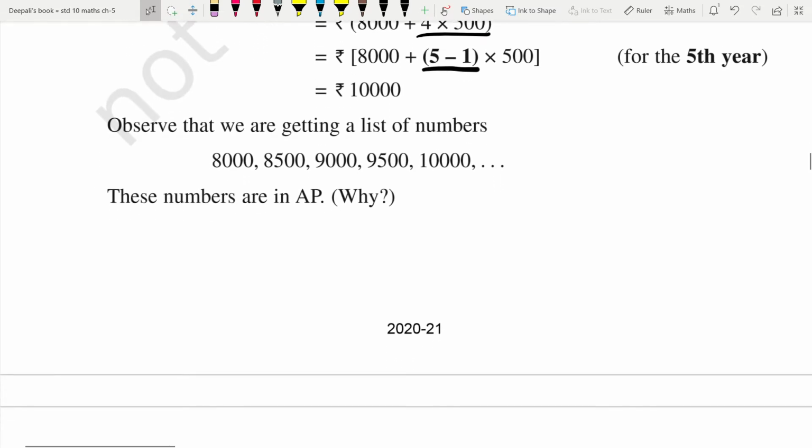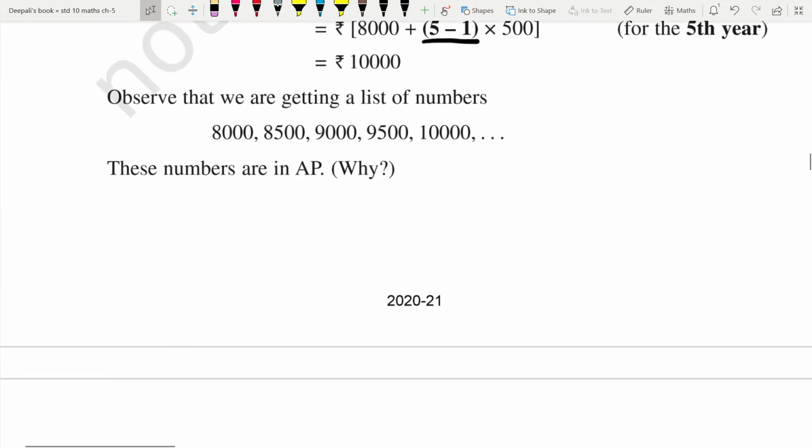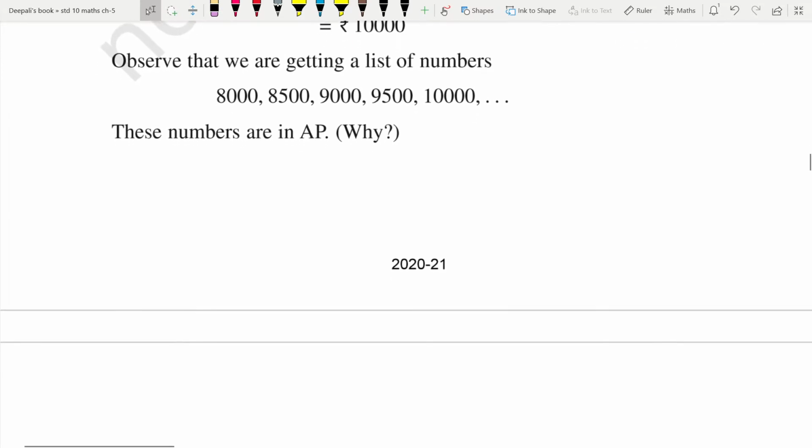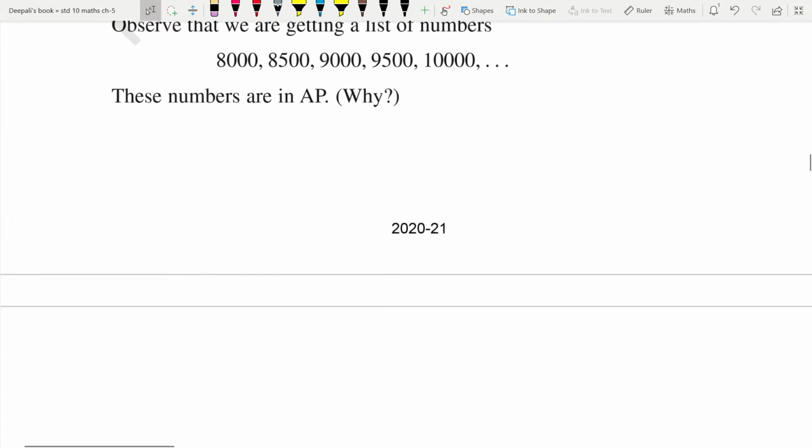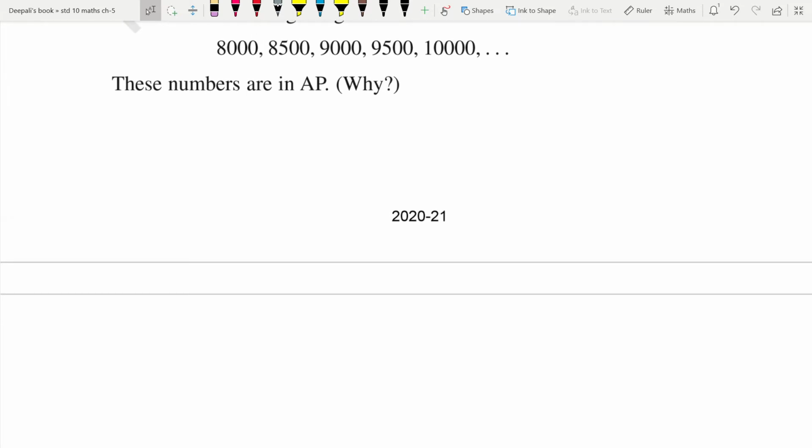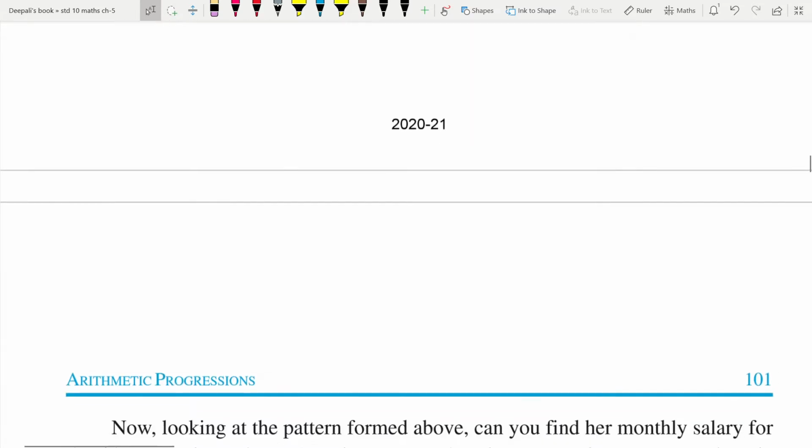Observe that we are getting a list of numbers, say 8,000, 8,500, 9,000, 9,500, 10,000. Are these numbers in AP? Yes, because the D for each term is the same. That is, the common difference between each term is the same.